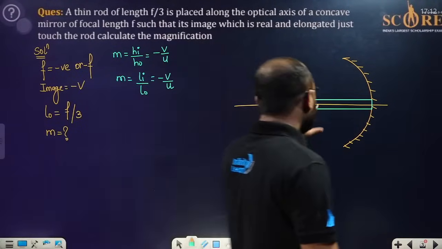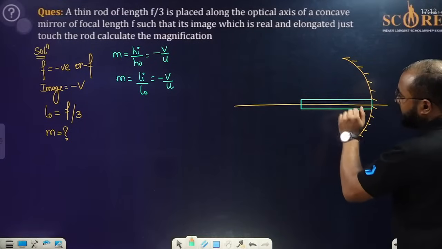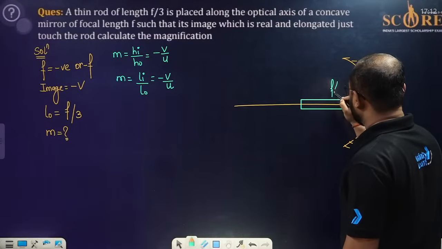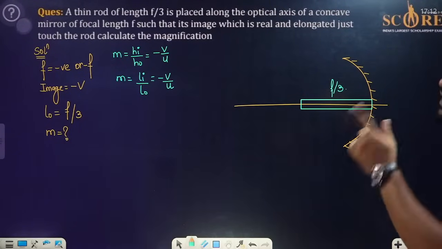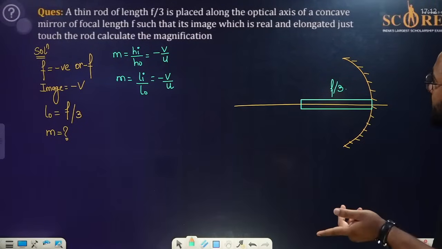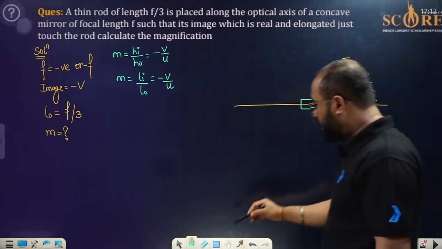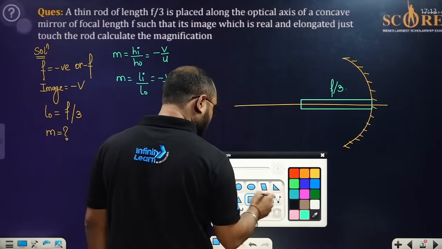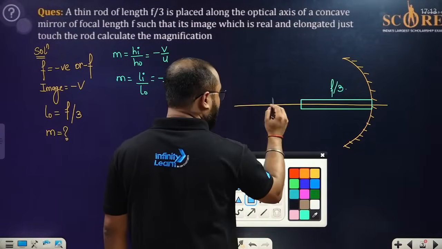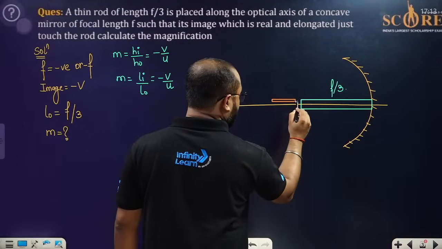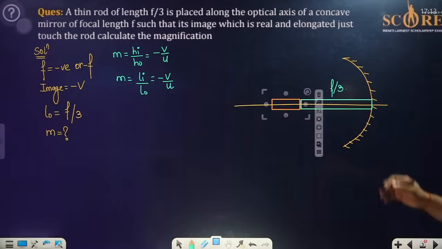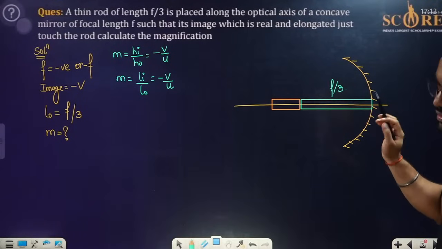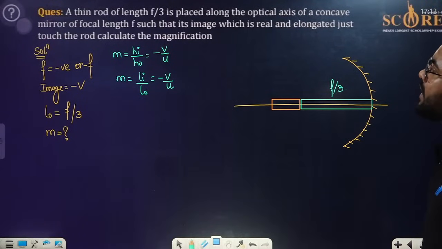Now it has been said that the length is given as f by 3, and it is making a real image, elongated, when it is making a real image. Let us talk about the real image in the form of a blue color. Real image, and elongated, just to touch the rod. Calculate the magnification, everyone.